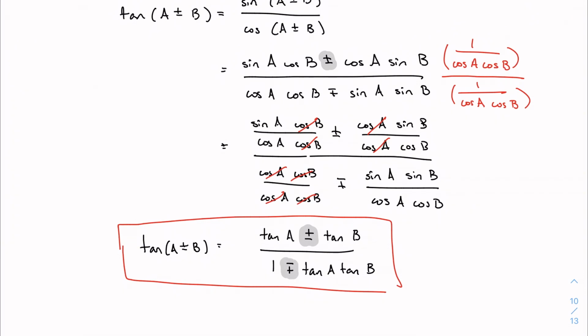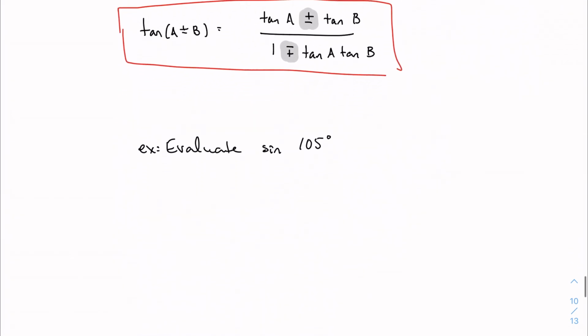Cosine was in the denominator, and when I expand cosine, it's minus or plus. So I use that trick to keep my pluses and minuses straight. Well, let's put this into action.